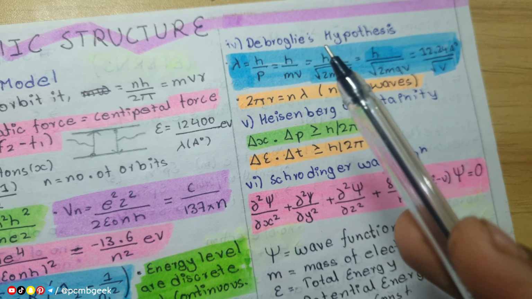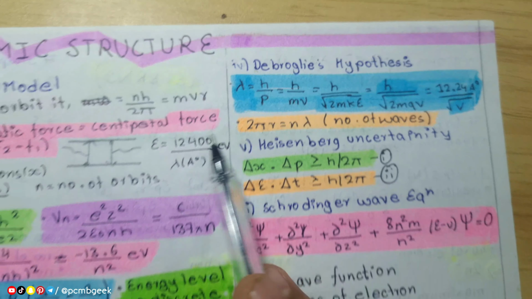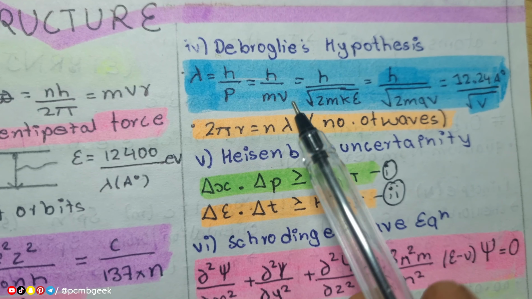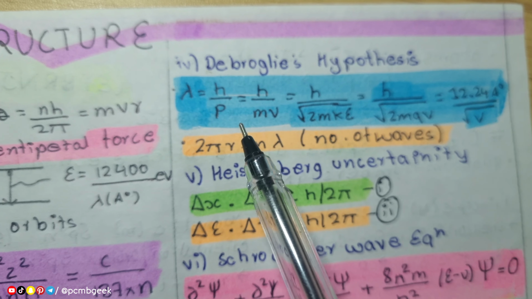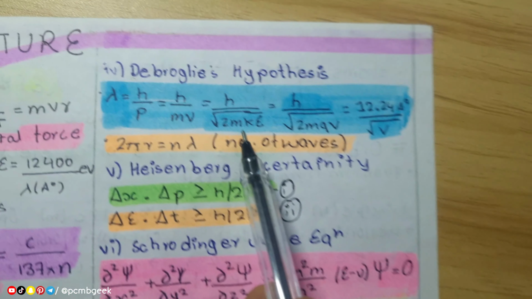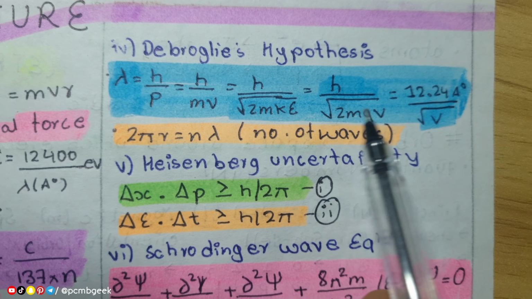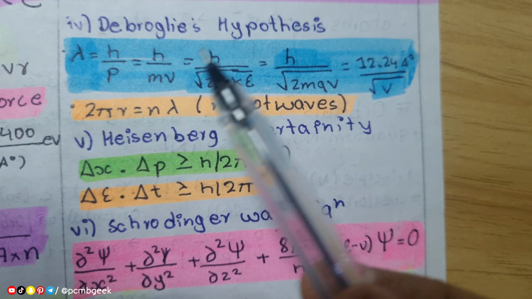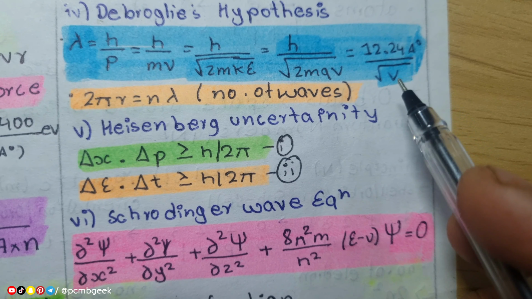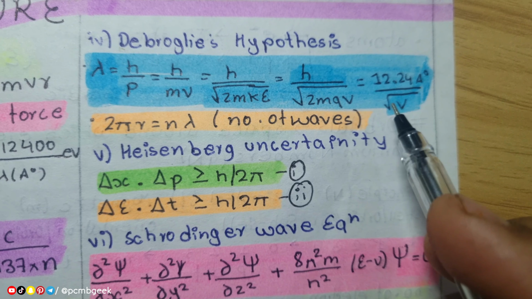the wavelength associated with a particle of mass m moving with velocity v is given as lambda, that is wavelength, equals Planck's constant divided by momentum, or simply mass times velocity. By equating it with the kinetic energy formula, you can easily understand this. If you balance the kinetic energy with electrical energy, you can derive this formula. And if you put in the values of the constants, you can calculate lambda equals 12.24 Angstrom divided by the square root of V. What is V? The particle velocity, the moving velocity of that matter.